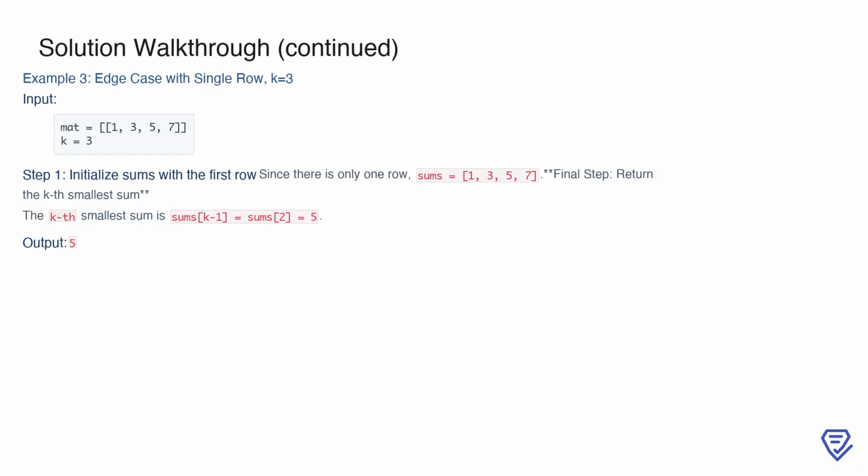For k equals 3, the kth smallest sum is sums[k-1], which is sums[2] equals 5. Thus, the output for this example is 5. This demonstrates how the solution adapts to different matrix sizes and configurations, ensuring correctness and efficiency even in edge cases.